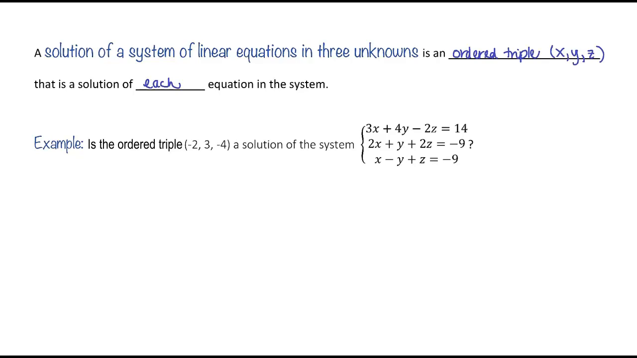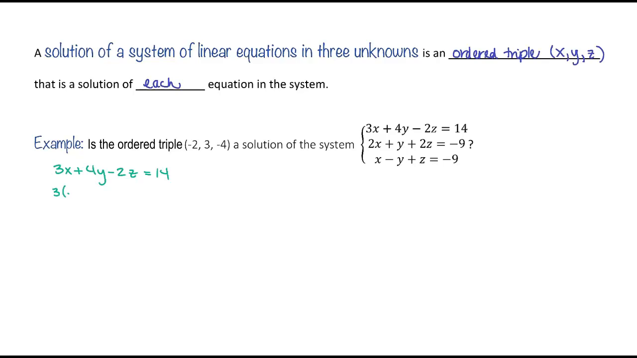three equations 3x plus 4y minus 2z equals 14, 2x plus y plus 2z equals -9, and x minus y plus z equals -9. We need to know if this ordered triple is a solution to each of these three equations. Starting with the first equation, we have 3x plus 4y minus 2z equals 14. We'll substitute -2 for x, 3 for y, and -4 for z.